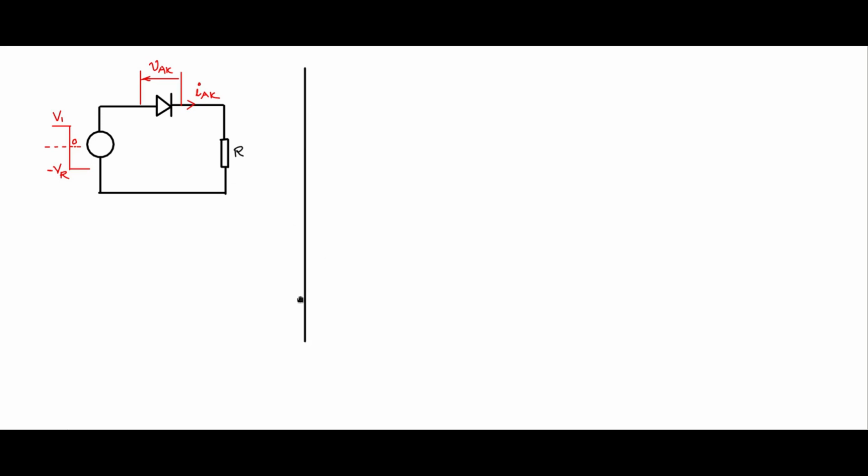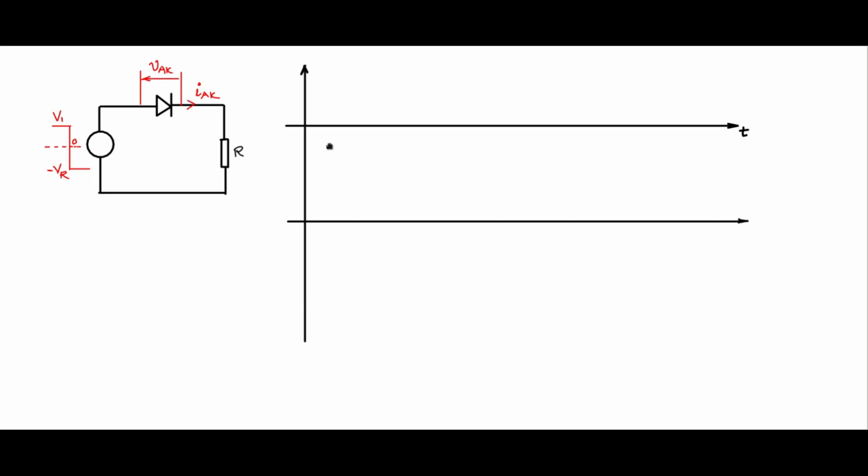So let us have a look once again at some waveforms, and the time evolution is what we are going to look at. We are going to look at the same waveforms: the input waveform, the voltage, the current, and the voltage of the diode, the current through the diode and the voltage across the diode.